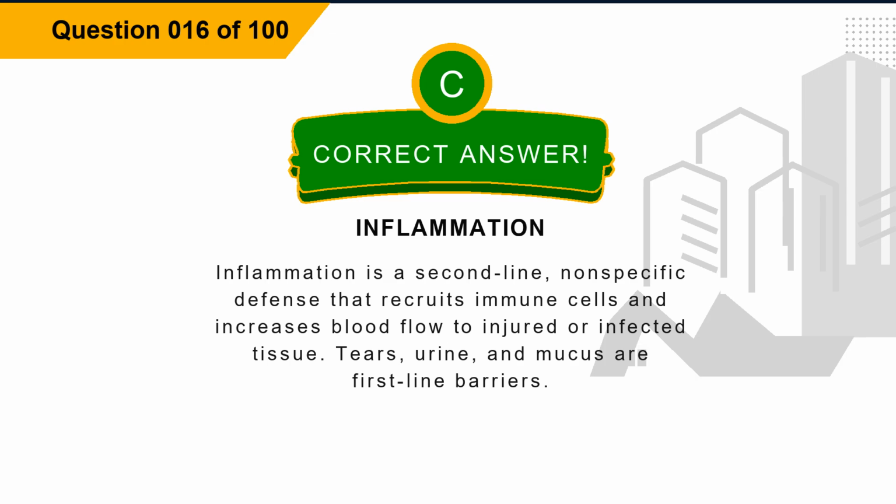Explanation. Inflammation is a second-line, non-specific defense that recruits immune cells and increases blood flow to injured or infected tissue. Tears, urine, and mucus are first-line barriers.